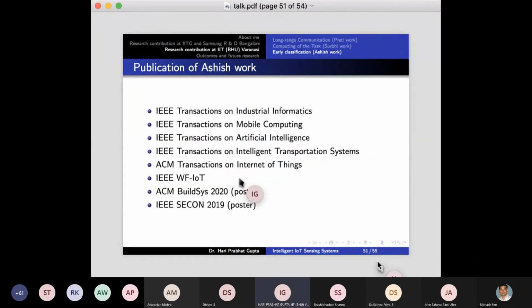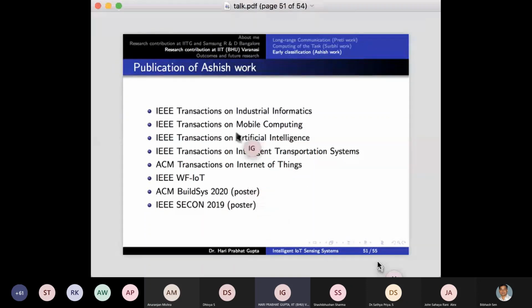Based on the problems and the applications, we published in these three areas: Industrial Informatics, Transactions on Mobile Computing, and Artificial Intelligence. Artificial Intelligence covers the survey. That survey also indicates that they have not seen any survey on early classification, so this is the first survey paper on early classification. Intelligent transportation systems also consider early classification. We published an IoT paper in this, and there are three conference papers or posters that we have published on early classification problems.